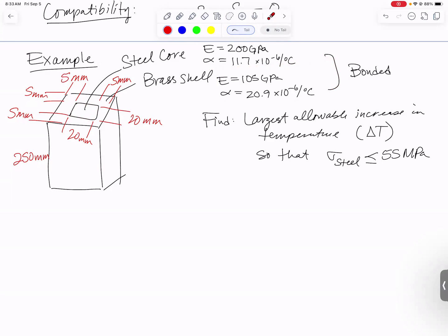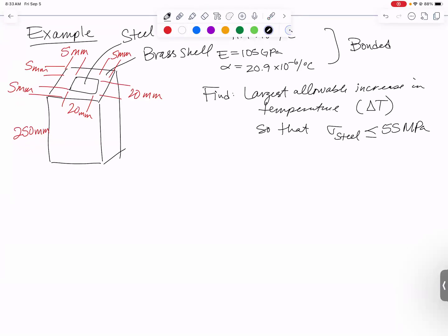What we're then asked to do is to find the largest allowable temperature increase so that the stress in the steel stays below a key value. It may not look statically indeterminate, but it is statically indeterminate. And the way to figure that out is to draw a little picture. I'm just not going to do this in 3D. There's no need to. We'll just do a side view of it. So I've got my steel core, and on the side of it is the brass shell. Just draw that much of it.